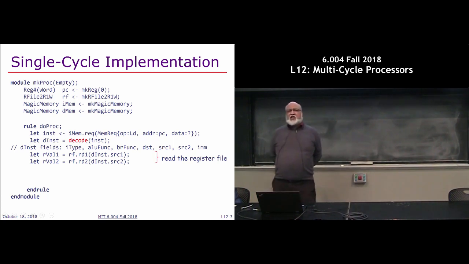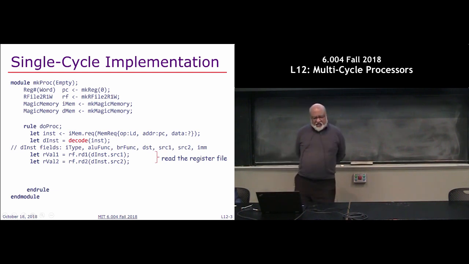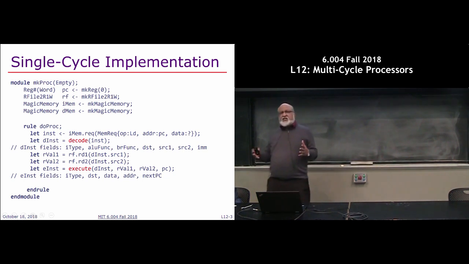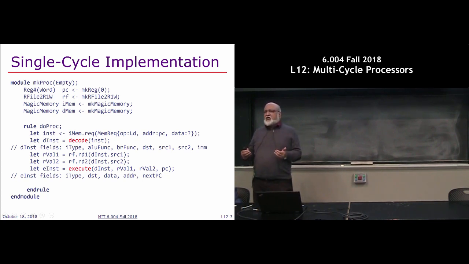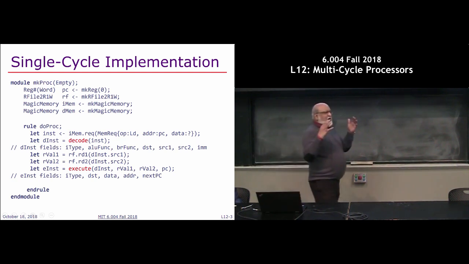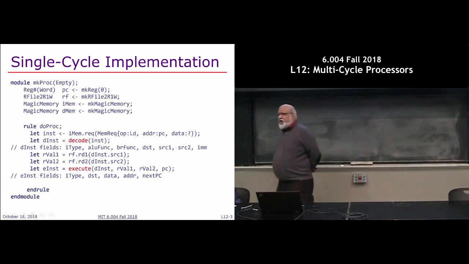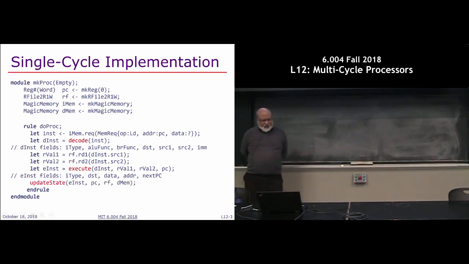So you have two sources, RS1 and RS2, you go and read them from the register file, and then you have another big combinational circuit which, given the decoded instruction, these values from the register file and the value of the PC, tells you what the new values produced by this instruction are, values that are needed to update the state of the machine. And finally we update the state.